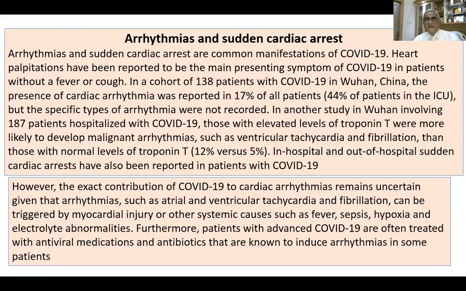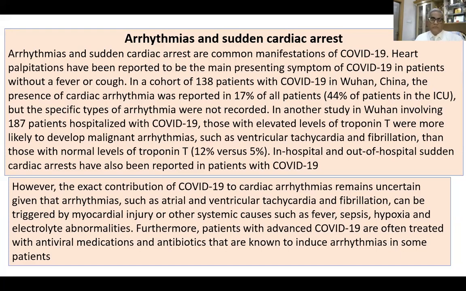Arrhythmia and sudden cardiac arrest are common manifestations of COVID-19. Heart palpitations have been reported, and we did not know why. We thought that it is probably secondary to hypoxia, pulmonary infection or inflammation, or other organ inflammation, or electrolyte imbalance, as commonly happens in the critical care unit. But later on, it was also found that, while there are these causes, at the same time the cardiac muscle itself could be electrically abnormal, and that can cause cardiac arrhythmia, which is again a very important point to remember.